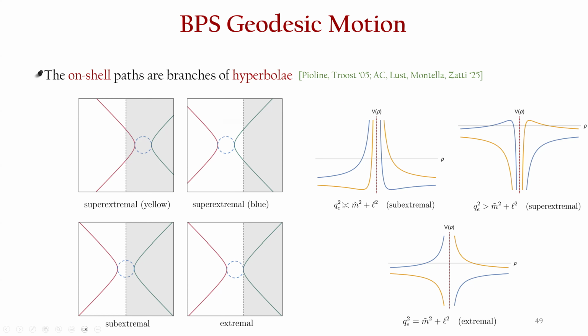Your charge can be smaller than the mass. This corresponds to a subextremal situation. Here, my particles come from the Poincare region, if you wish, from infinity.